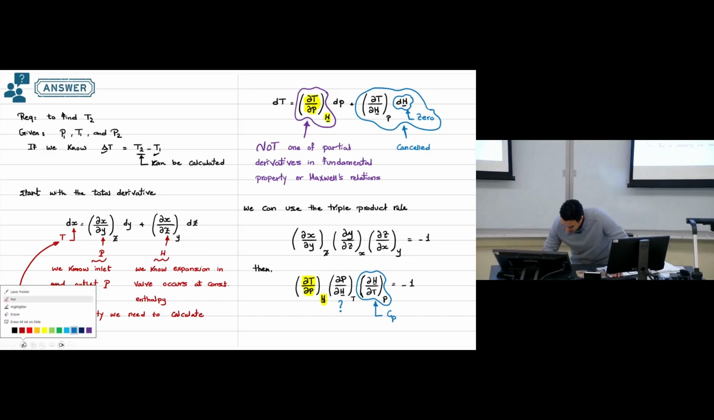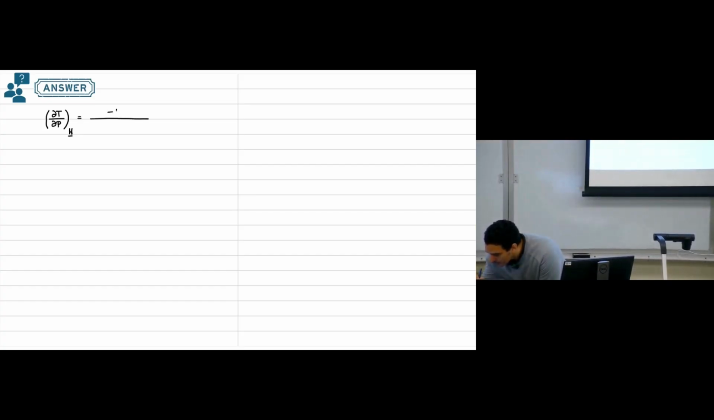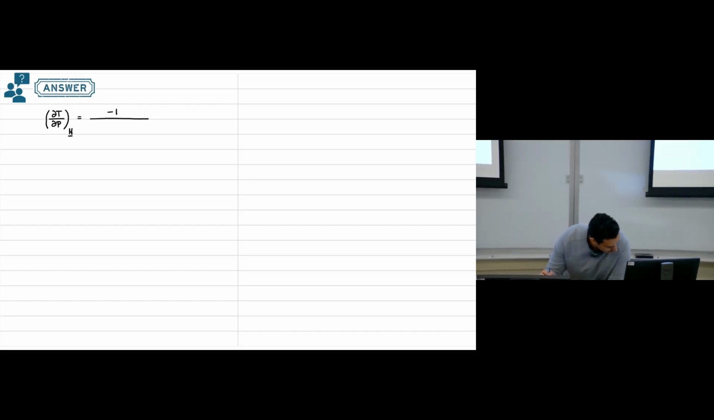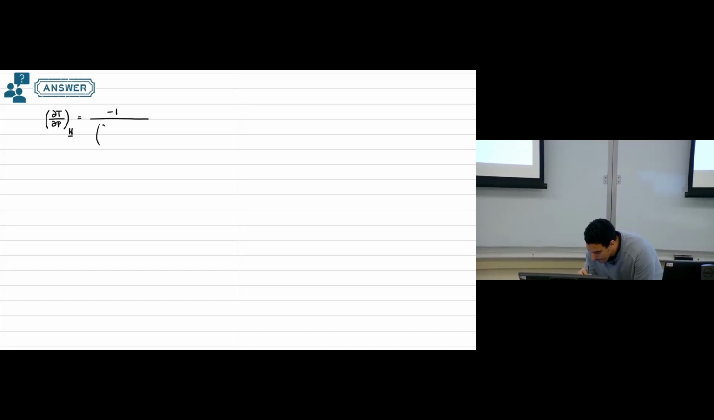So if we rewrite the equation, dH by dP at constant H, which is, I need to find dT by dP at constant H. This is equivalent to -1 divided by dP by dH at constant temperature times Cp, which is equivalent to minus dH by dP at constant temperature, times Cp.